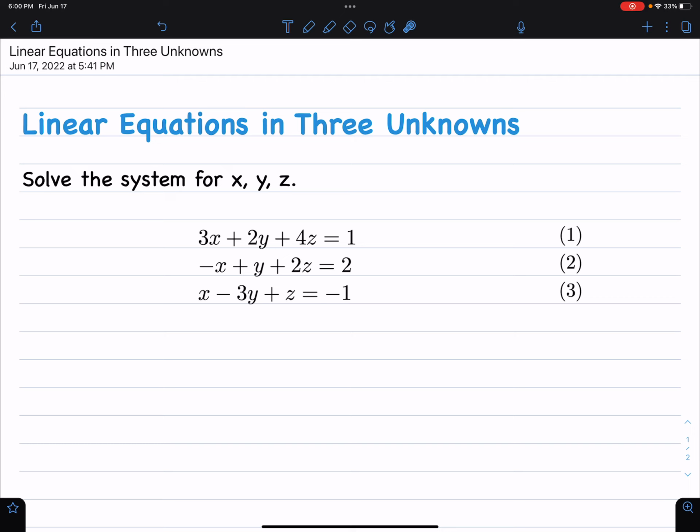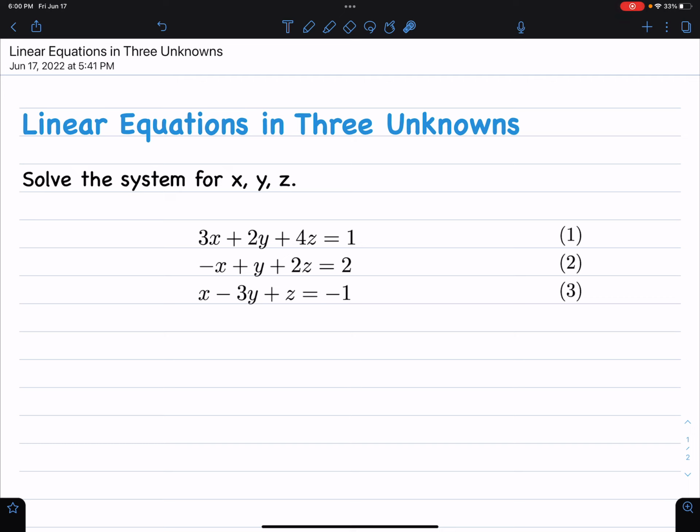It's sort of assumed for this video that we already know how to solve if I had two equations and two unknowns. We're supposed to be able to do that. So now we're going to do three equations and three unknowns.